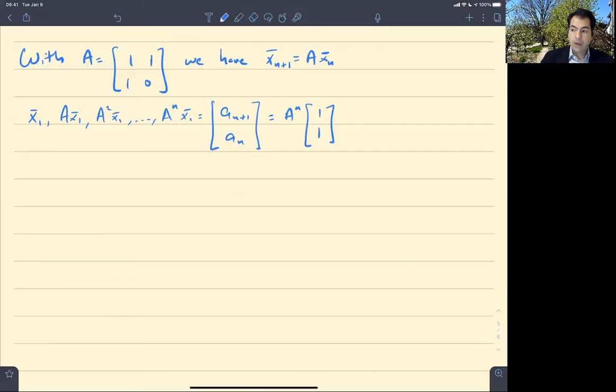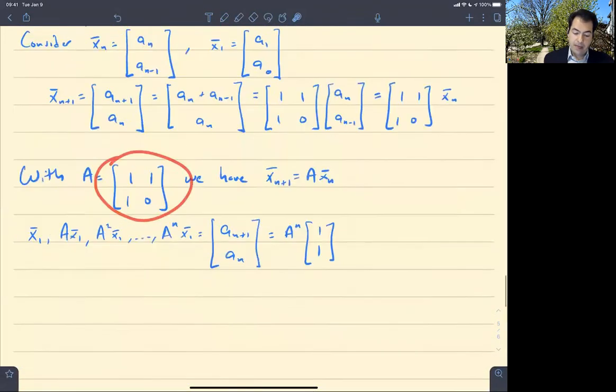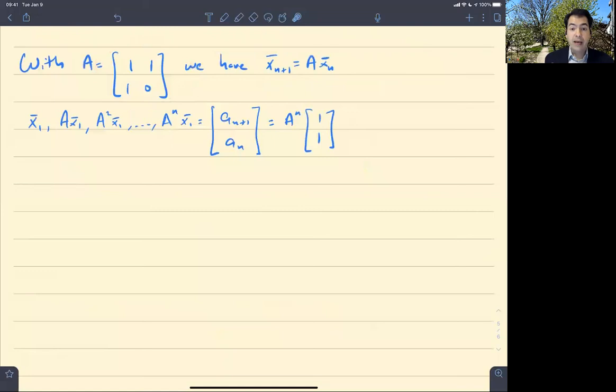Okay. So how do we compute A to the n acting on the vector (1, 1)? Well, you could just start writing down powers of A and try to find a pattern, right? But it's better to think about it first. When you want to compute a function of a matrix, you want to diagonalize the matrix, and then it's easy because you just compute that function on the eigenvalues.